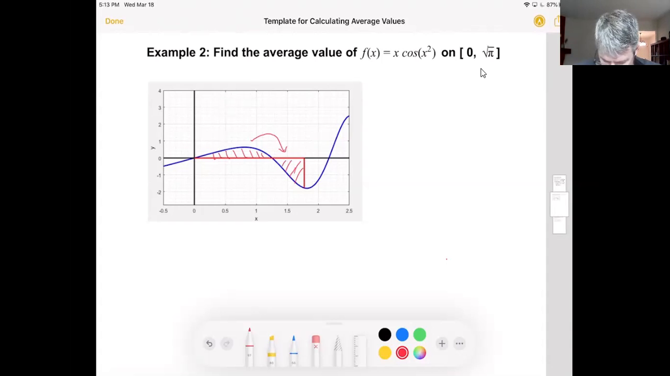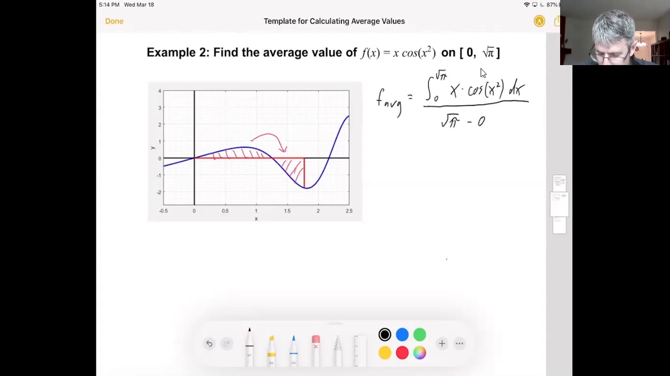So once again, we can go to our formula that we know that the average value is equal to the integral, in this case from 0 to the square root of pi, of x times the cosine of x squared with respect to x, all over the square root of pi minus 0.